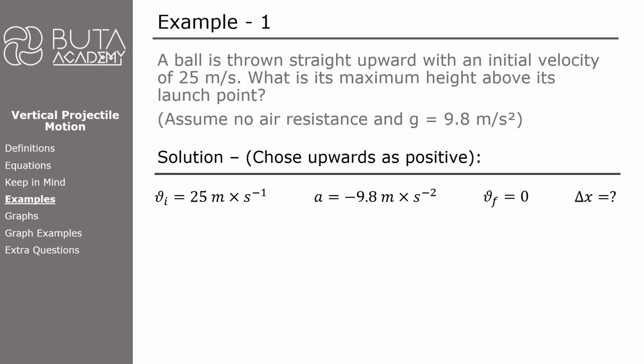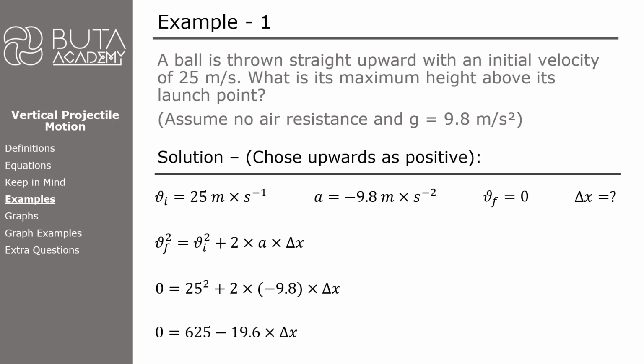An equation which involves all these quantities is V final square is equal to V initial square plus 2 times acceleration times displacement. Final velocity is 0, initial velocity is 25, gravitational acceleration is negative 9.8. The square of 25 is 625. 2 times 9.8 is 19.6. We can move 19.6 times delta x to the left side of the equation. Delta x can be calculated by taking the ratio of 625 and 19.6, which is equal to 31.89 meters.